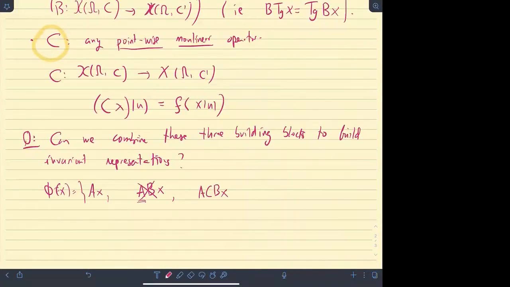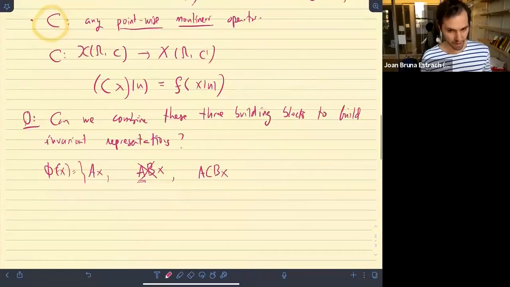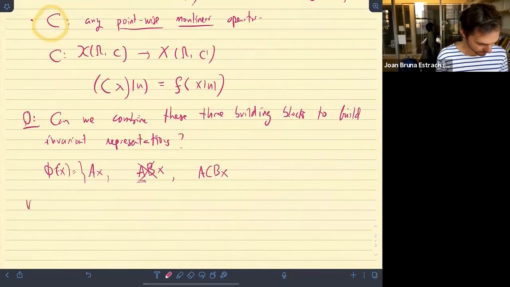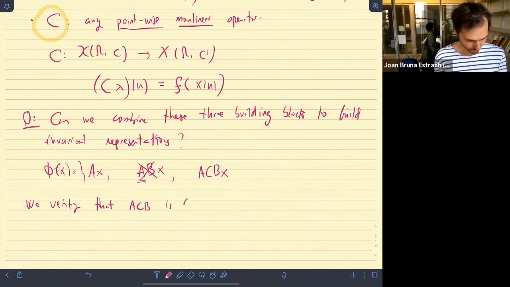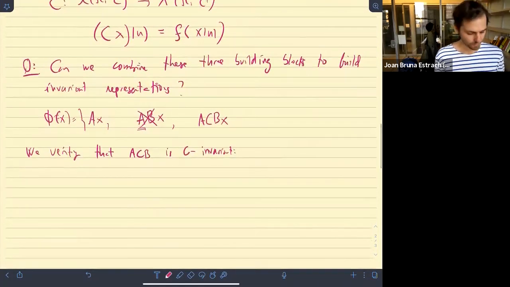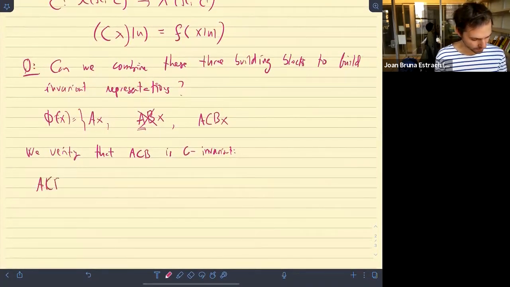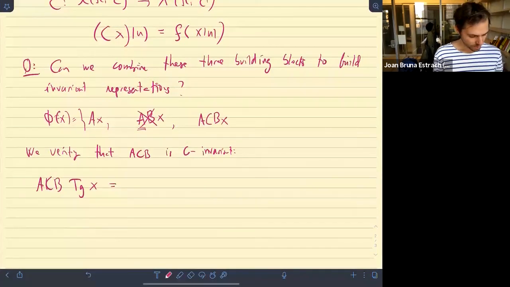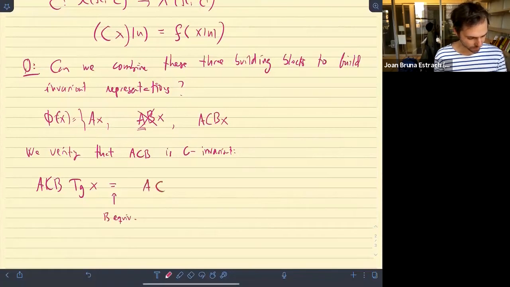Yeah. Let's verify that this is indeed invariant. That's good. So let's verify that ACB is G invariant. So what do we need to do? We need to hit A, C, and B with some transformation of the group, right? So first we use the equivariance of B. So this is A, C, DG, BX.